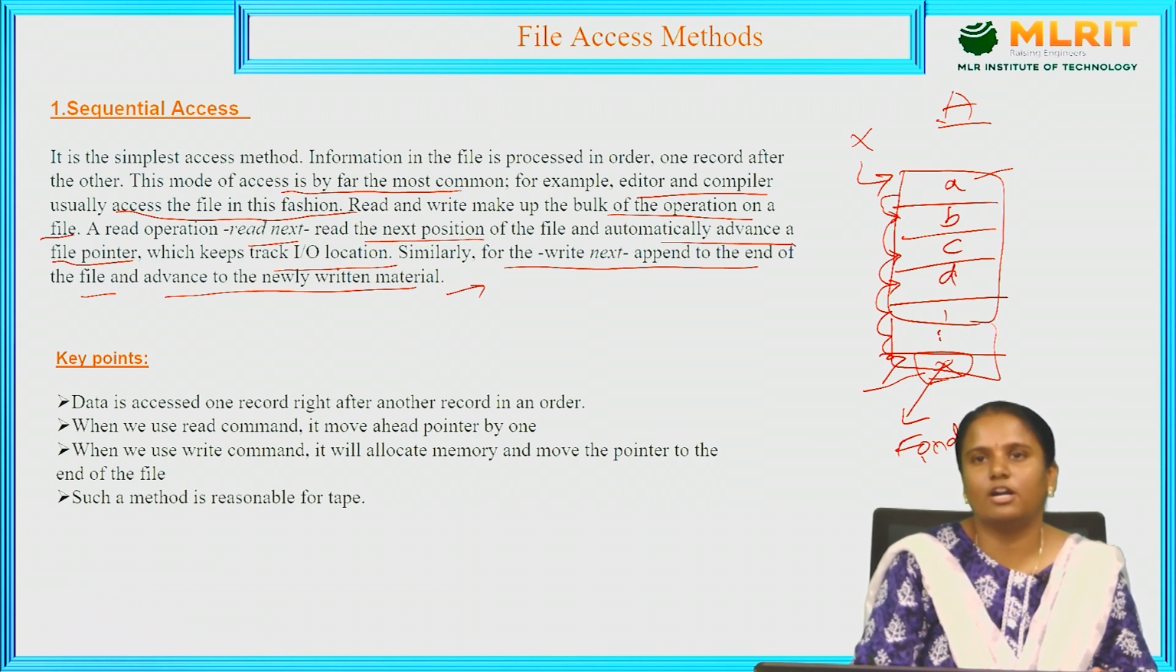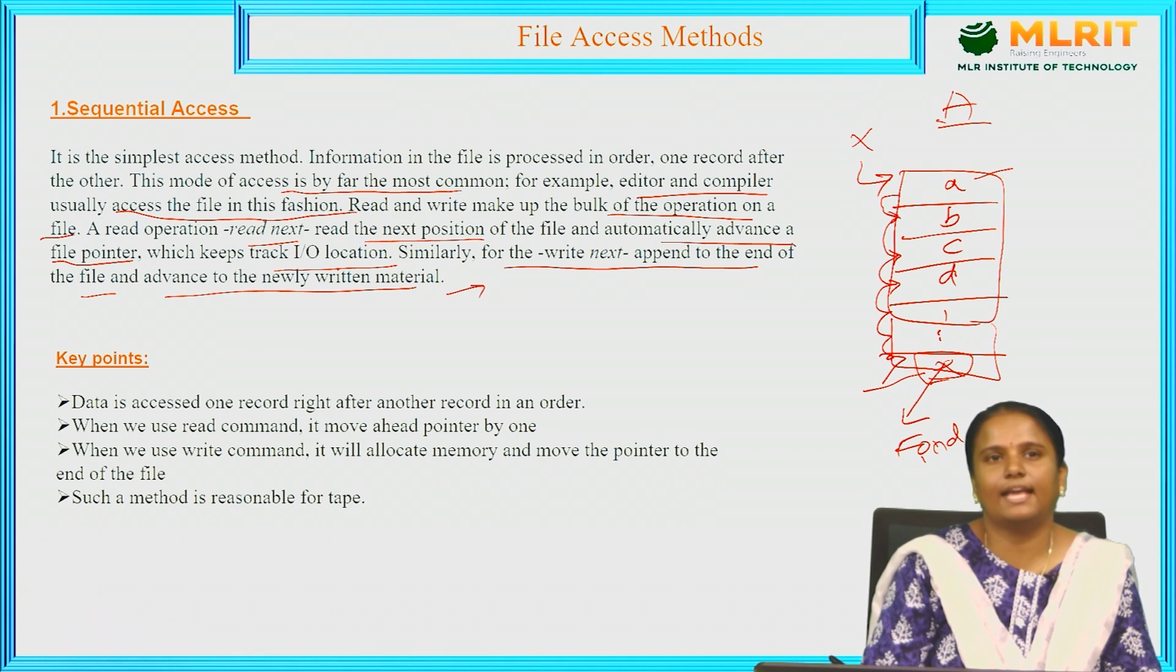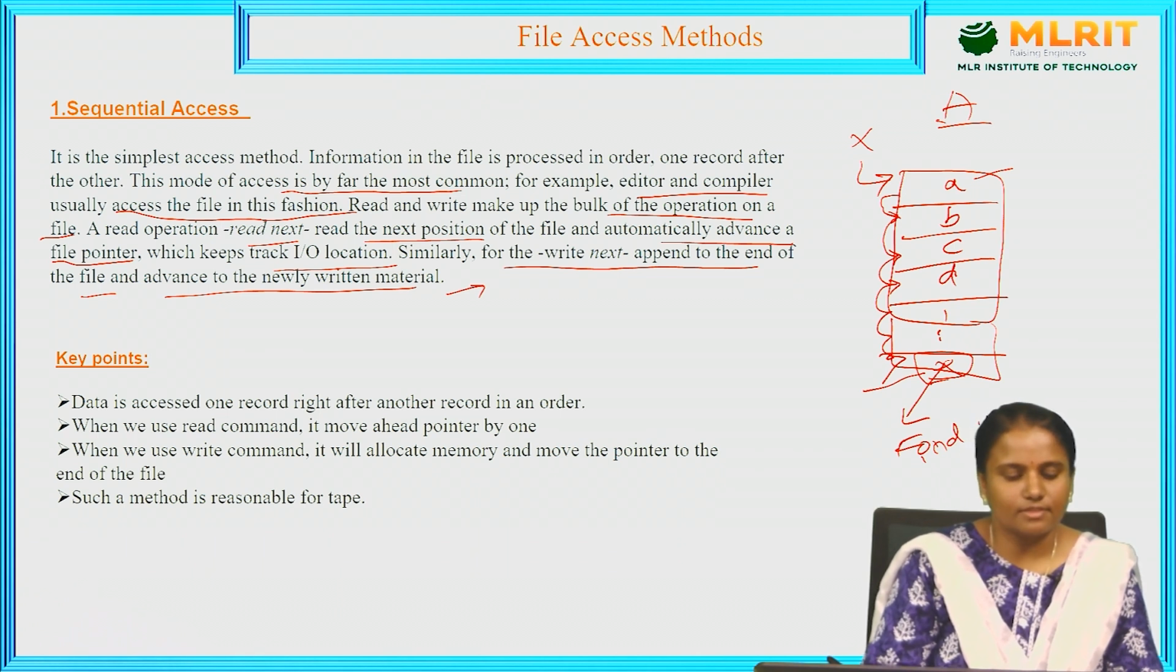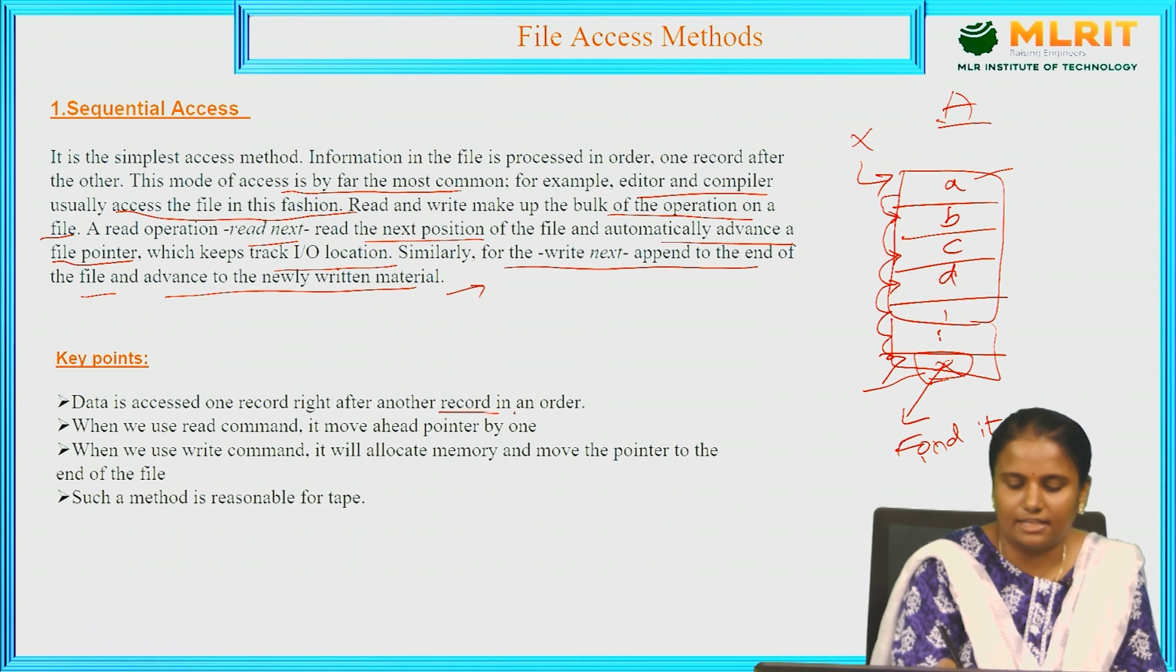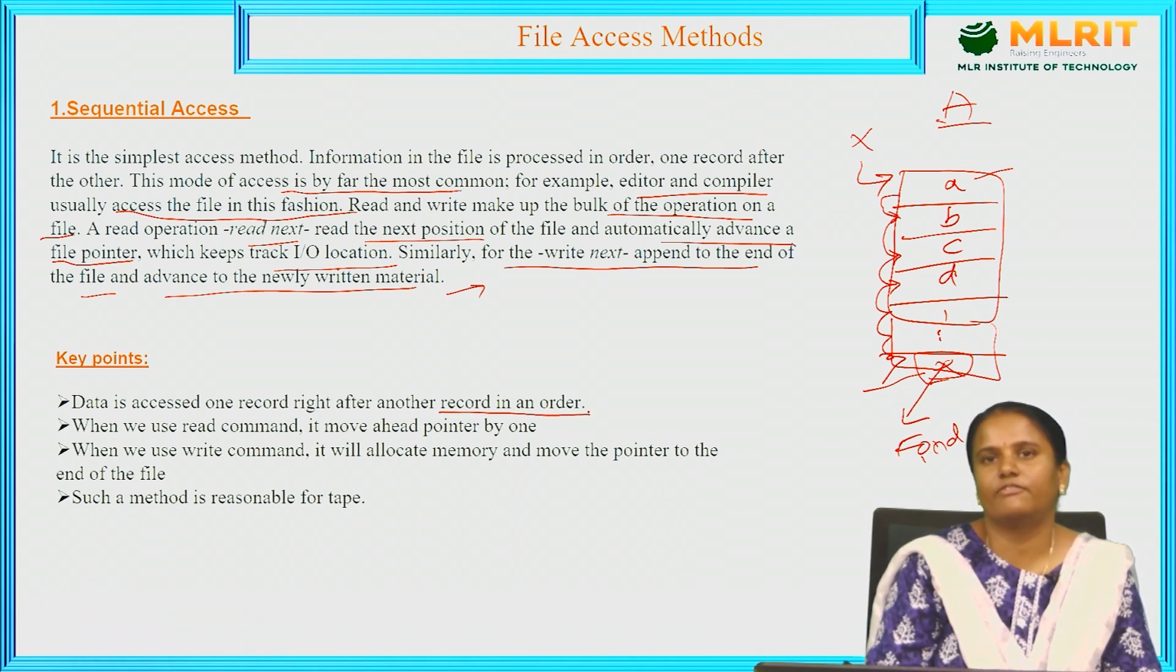So this is how we are going to find the file in sequential access. Finding in a serial order is the sequential access method of a file. Let us see the key points of this method. Data is accessed one record right after another record in an order. One after the other, whatever the record is placed, we can see in a sequential order.